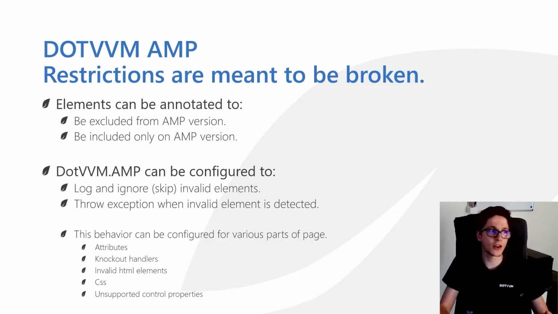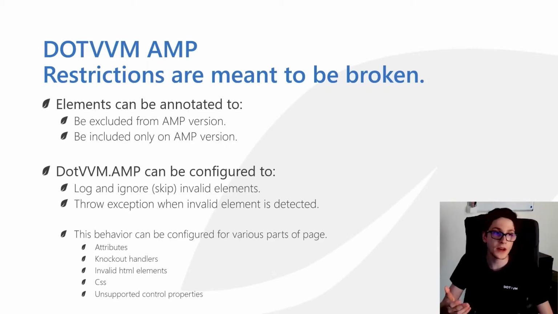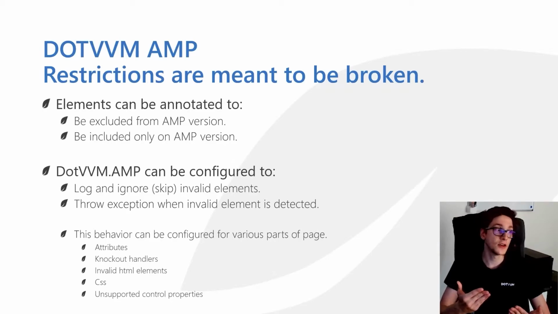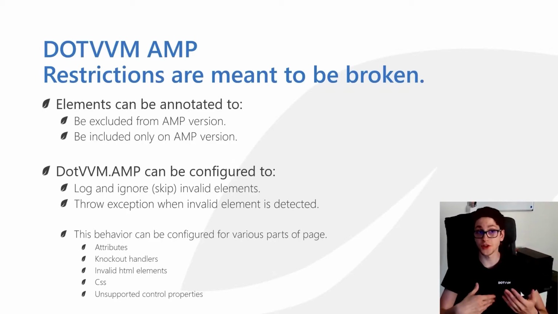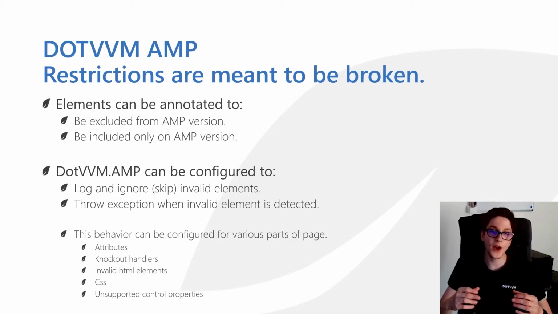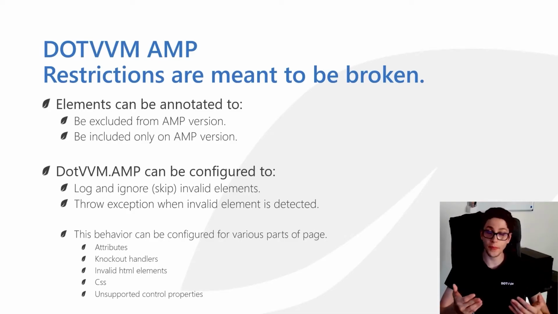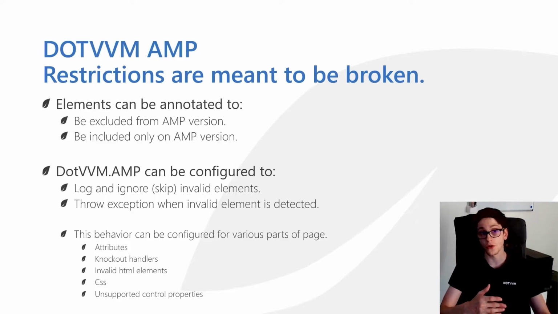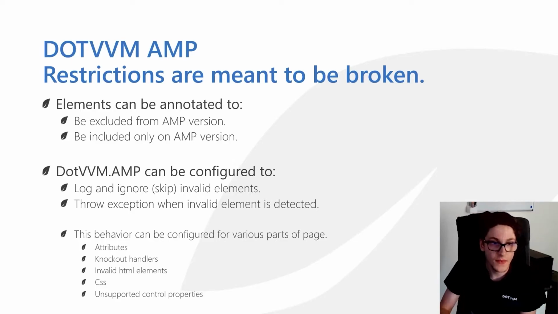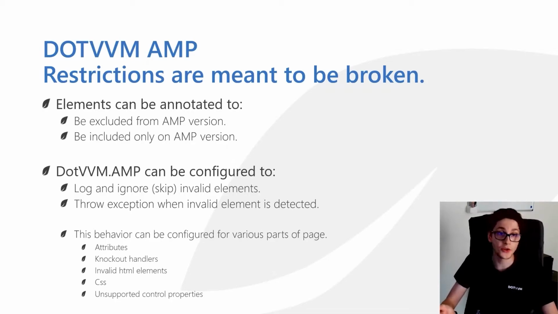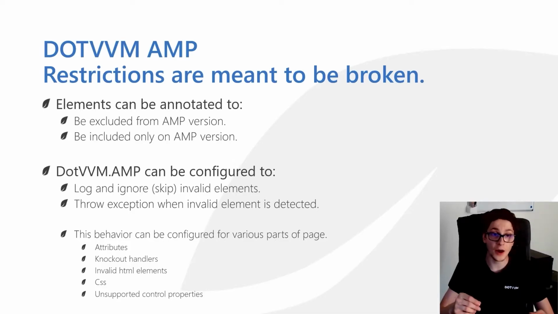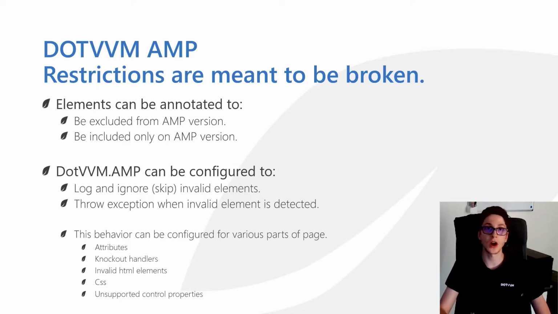Okay, you probably think, okay, I have a few simple pages which could benefit from the speed of AMP, but there's that one element which prohibits me from using DotVVM AMP. Fortunately, there are ways you can annotate your page to display some elements only on the AMP version or only on the normal version. So you can wrap your one button which calls the server with the DotVVM AMP exclude element, and then this element will not be present on the AMP version of your page.